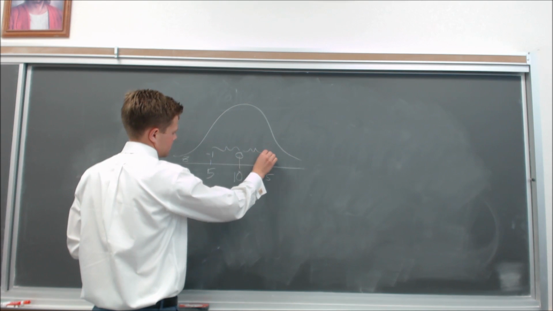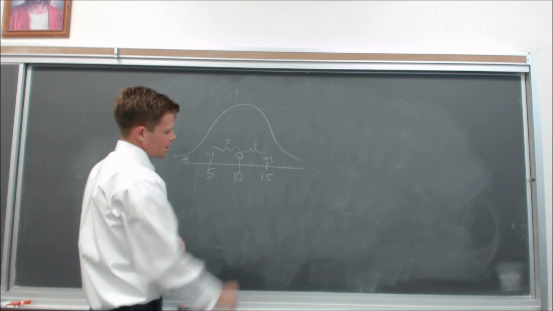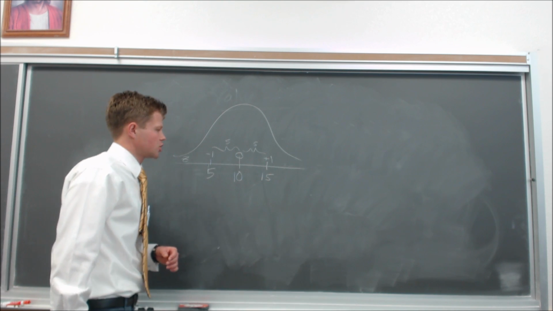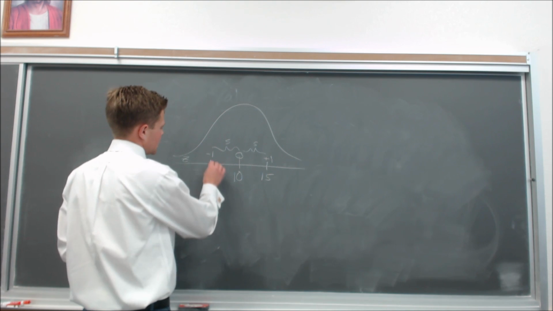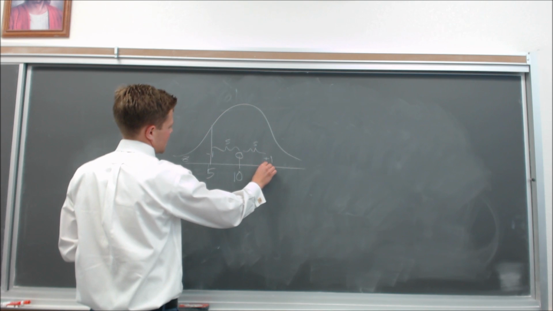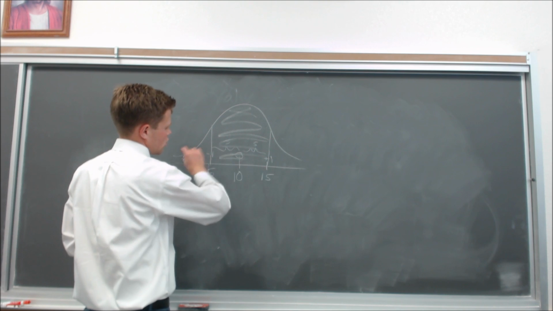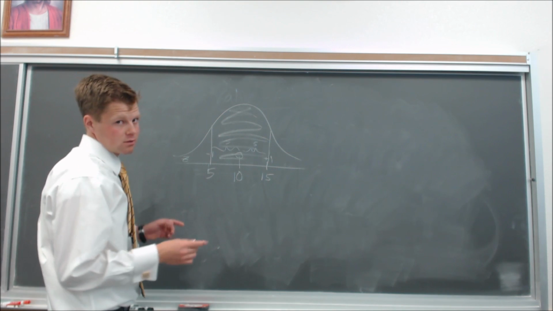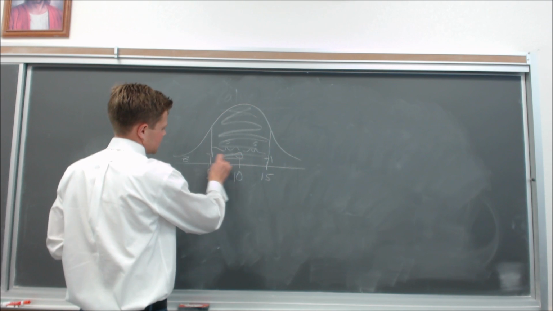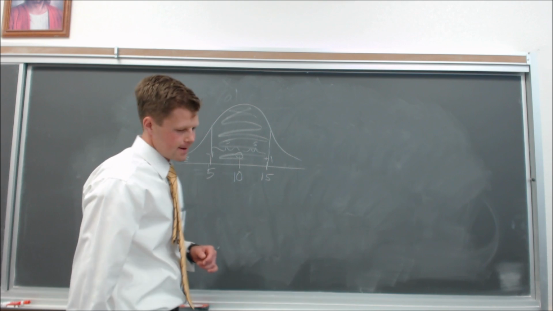Okay? And so both of those landed right on one standard deviation away. And if you'll remember from the 68, 95, 99 rule, 68% of the whole area underneath is found within plus and minus 1 standard deviation. So the distance here, the distance there, 68%. Okay?